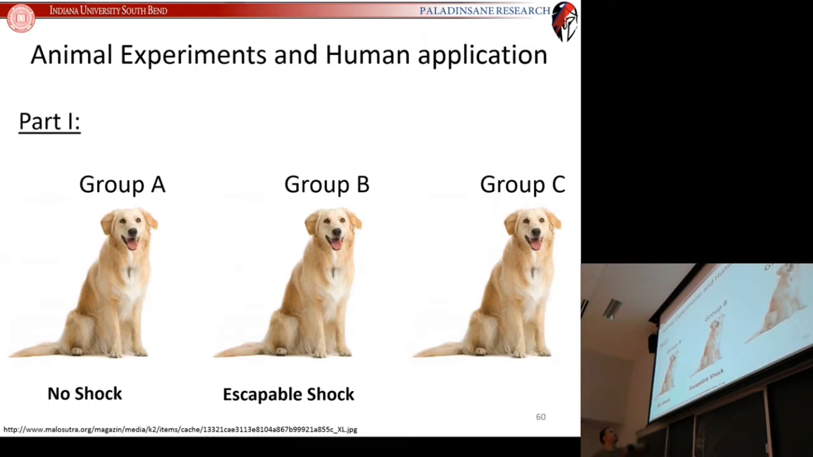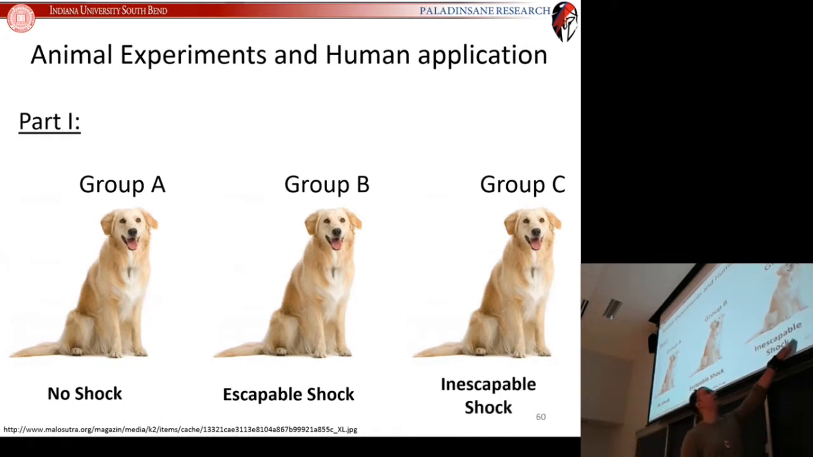The dogs in group A were put into a room and they just wandered for a certain amount of time and then were taken out of the room. The dogs in group B, individually, would be placed into a room. The floor would start to be shocked and there was a panel on the side of the wall, and if they pressed the panel, the shock would turn off. So they had escapable shock. And group C had inescapable shock.